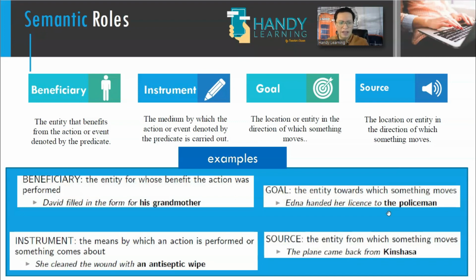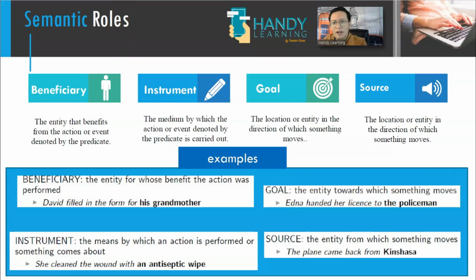The source is the entity from which something moves. So we can find it because we will have from, either written or implied. So we can say the plane came back from Kinshasa, or we got the idea from that magazine. So when we have from, that item is the source. Okay, so this will be semantic roles, which fits into the category of phrasal semantics.